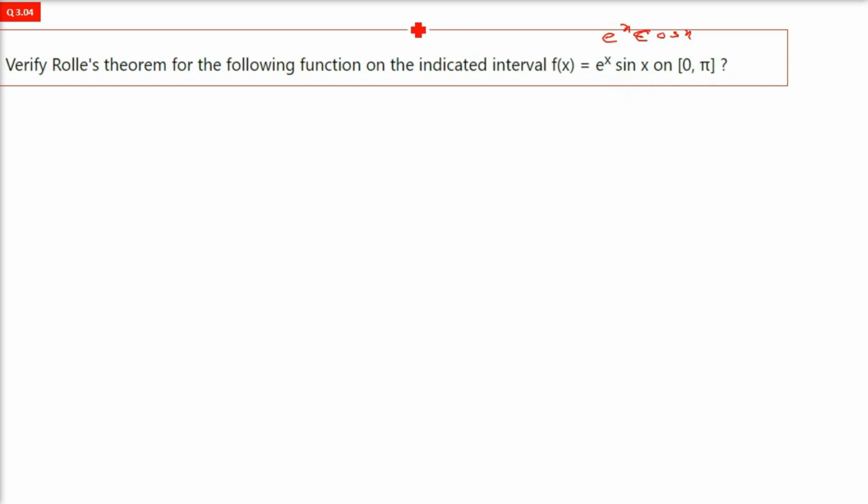So the domain is 0 to pi. The function is e to the power x sin x. e raised x is continuous and differentiable. Sin x is continuous and differentiable. If a and b both are continuous and differentiable, then a into b is also continuous and differentiable. So you don't have to worry about the first two conditions. They are already met in this particular scenario, but you have to write it.